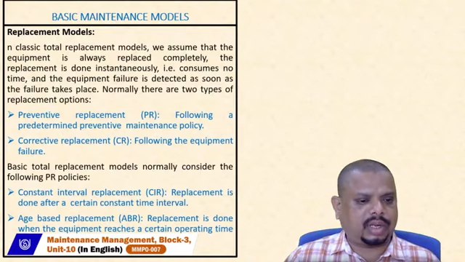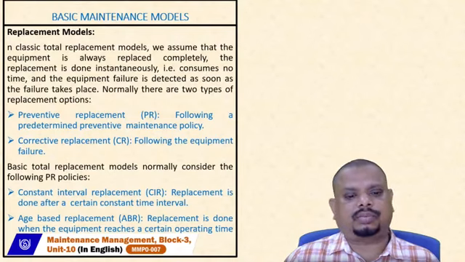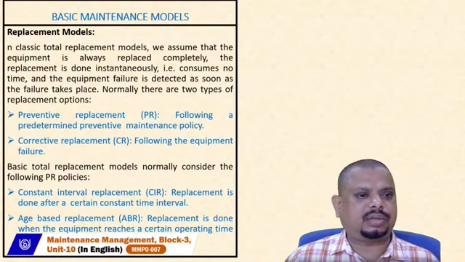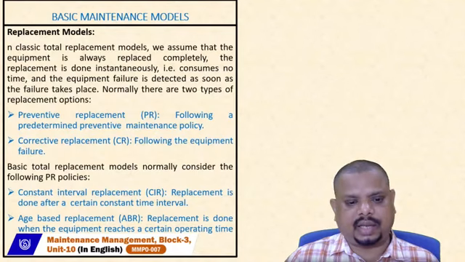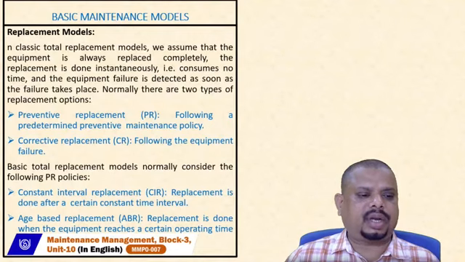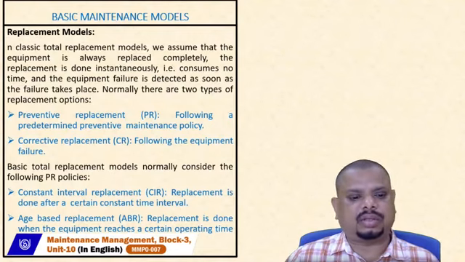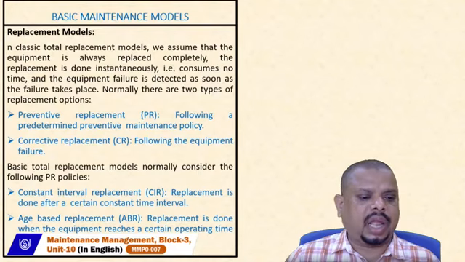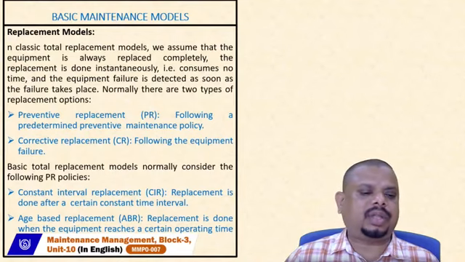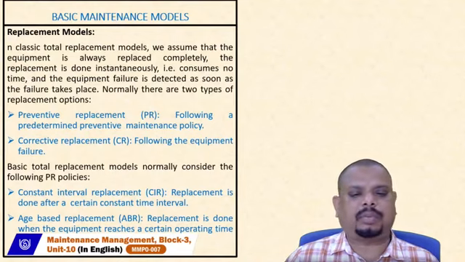If you go further, there is the extension of these total replacement models, which basically considers the following preventive replacement policies. The first one is constant interval replacement, shortly known as CIR. This replacement is done after a certain constant time interval. This is the first policy. And the second one is age-based replacement, shortly known as ABR. ABR replacement is done when the equipment reaches a certain operating time or age.